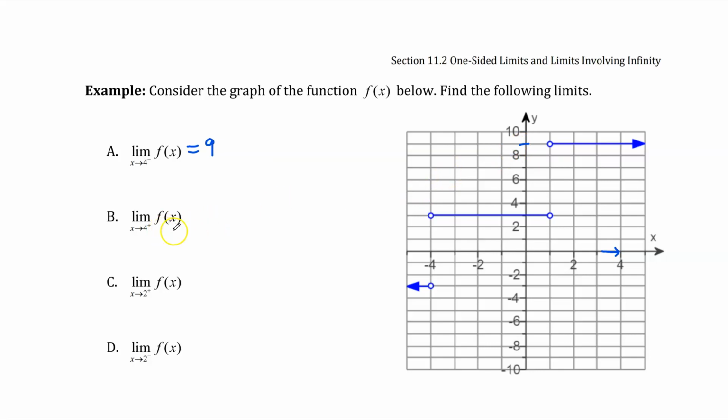Next, we want to find the limit of the function as x approaches 4 from the right. So it's the right side of 4. These are the values at the right of 4. So we'll look at the behavior of the function at these values of x, at the right side of 4. Notice that the function value is actually constant, and it is also equal to 9. So therefore, the limit of the function as x approaches 4 from the right is equal to 9.